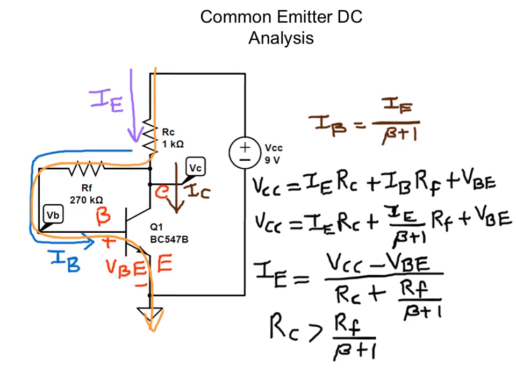This concludes the DC analysis of a common emitter amplifier employing negative feedback. In the next video, I will present the DC analysis of an even better common emitter circuit.